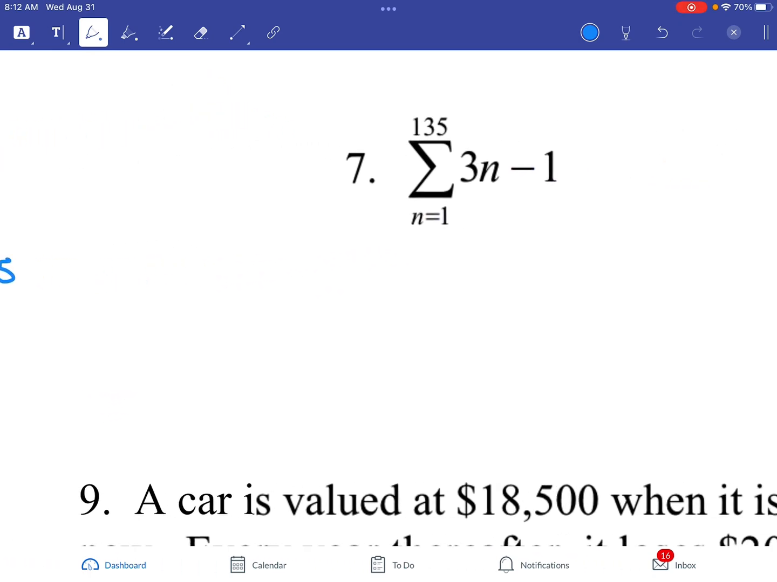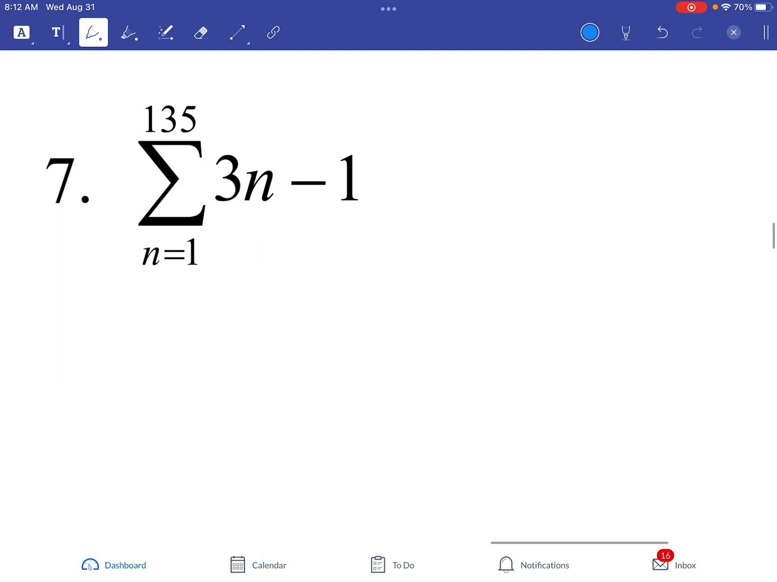And number 7, though, there's no way I'm finding 135 terms. So what we're going to do instead is find the first 3 to figure out what the sequence looks like, and then use a formula based on what the sequence is to find the sum. So I put 1 in for n. 3 times 1 is 3, minus 1 is 2. Put 2 in for n. 2 times 3 is 6, minus 1 is 5. Put 3 in for n. 3 times 3 is 9, minus 1 is 8. So that's 3 terms. Now I can tell you what the sequence is. It's an arithmetic sequence that increases by 3 each time.